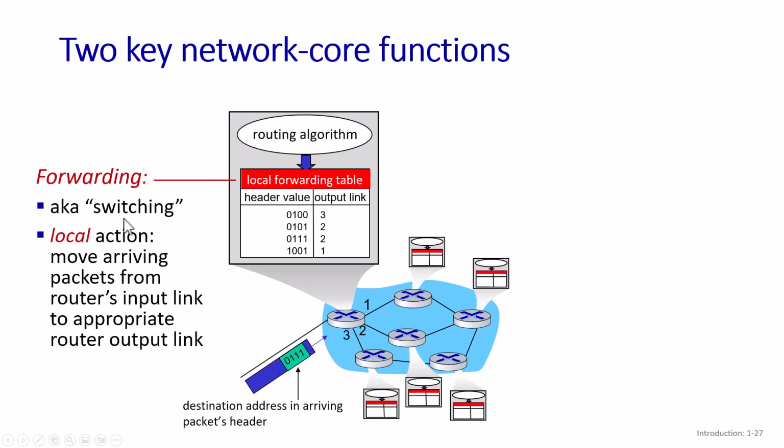Now, forwarding is also called switching, and this occurs locally, so the router moves arriving packets from the router's input link to the appropriate router output link.